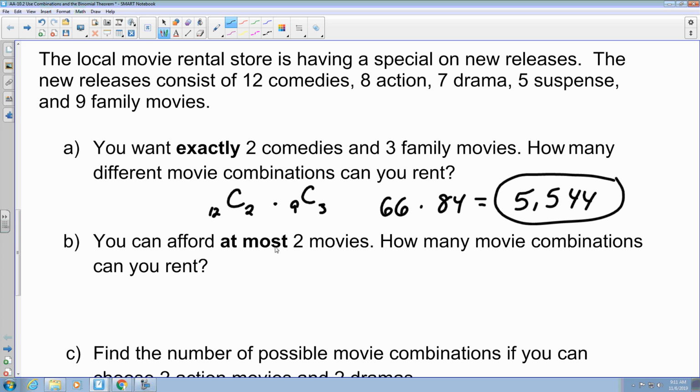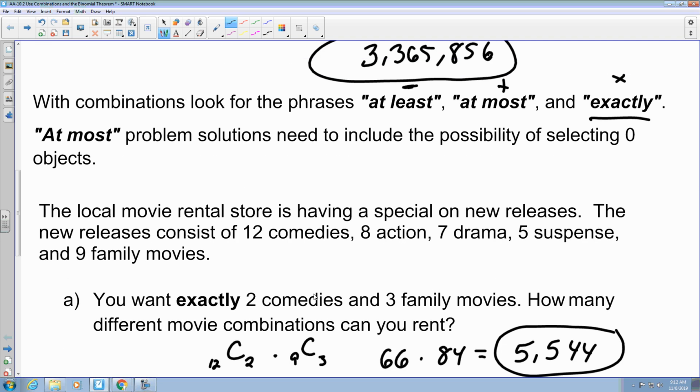For part B, it says you can afford at most 2 movies. How many movie combinations can you rent? If you look up here, we give you some more specifications when you use the words at most. It says that problem solutions need to include the possibility of selecting 0 objects.